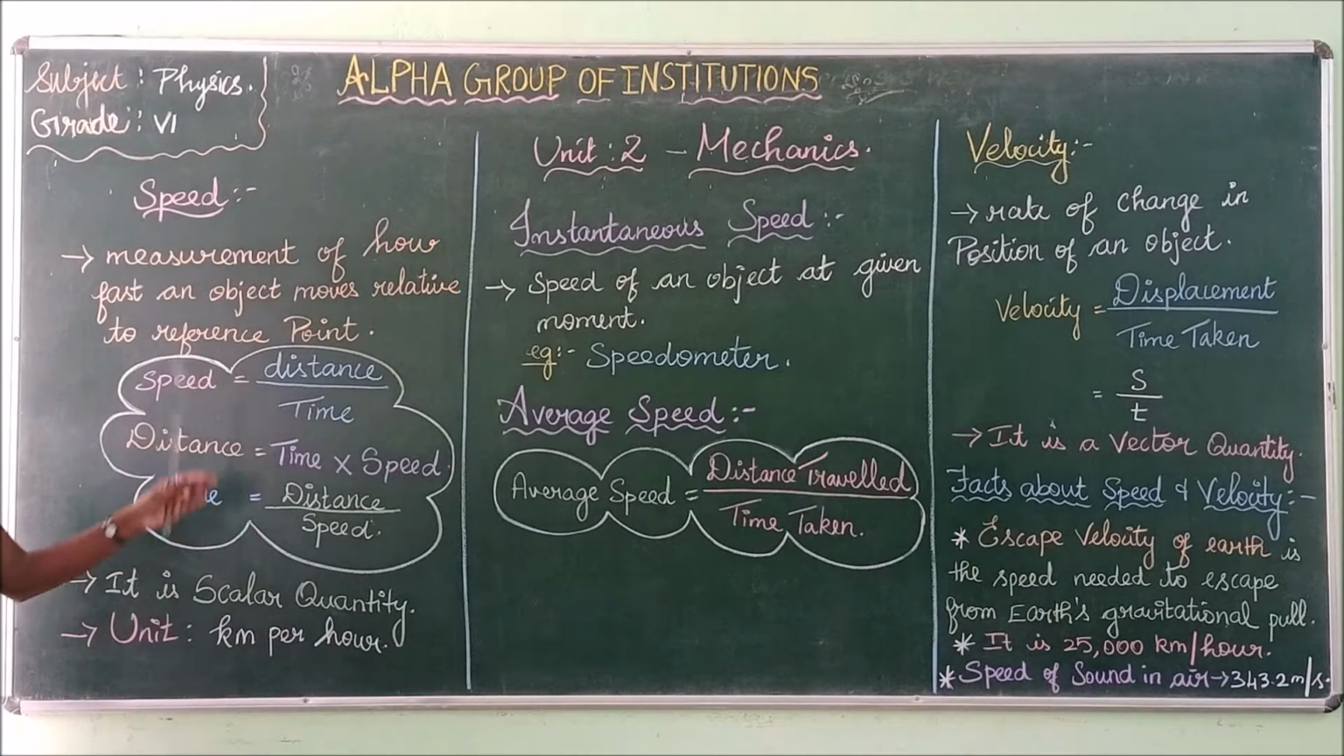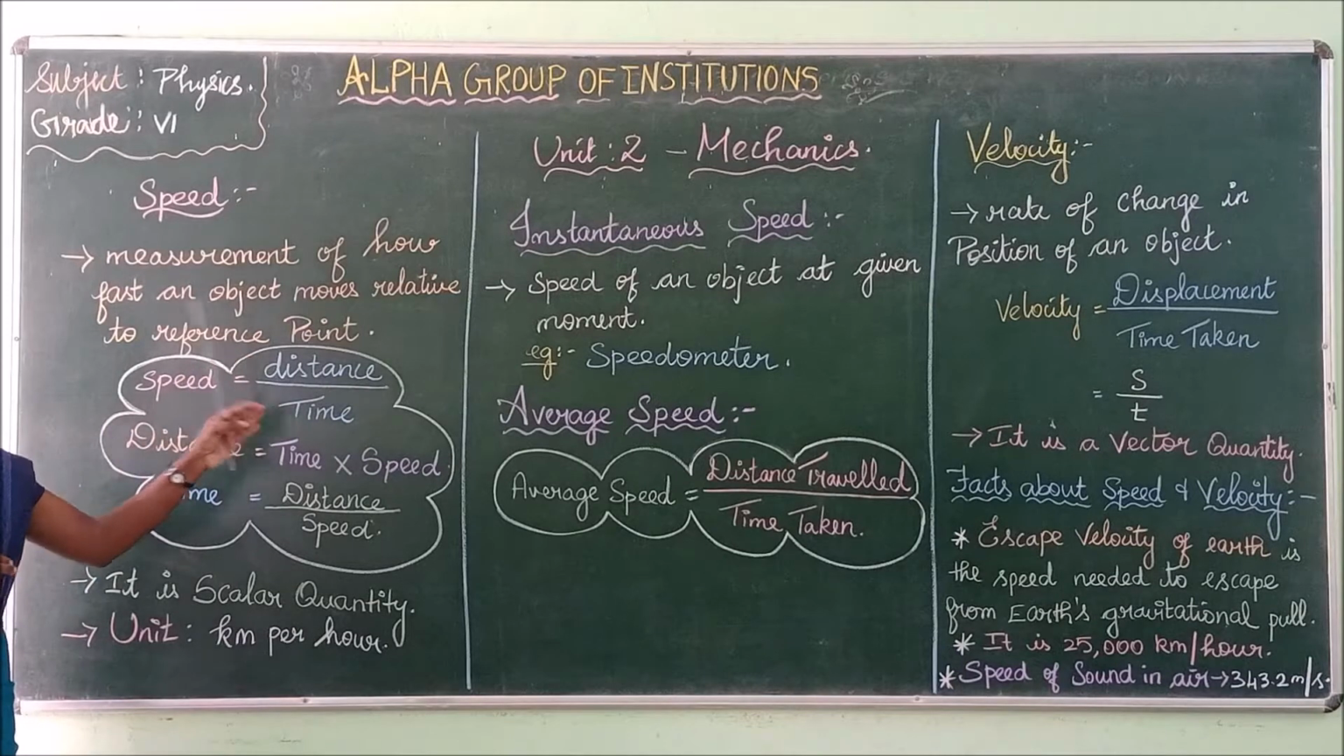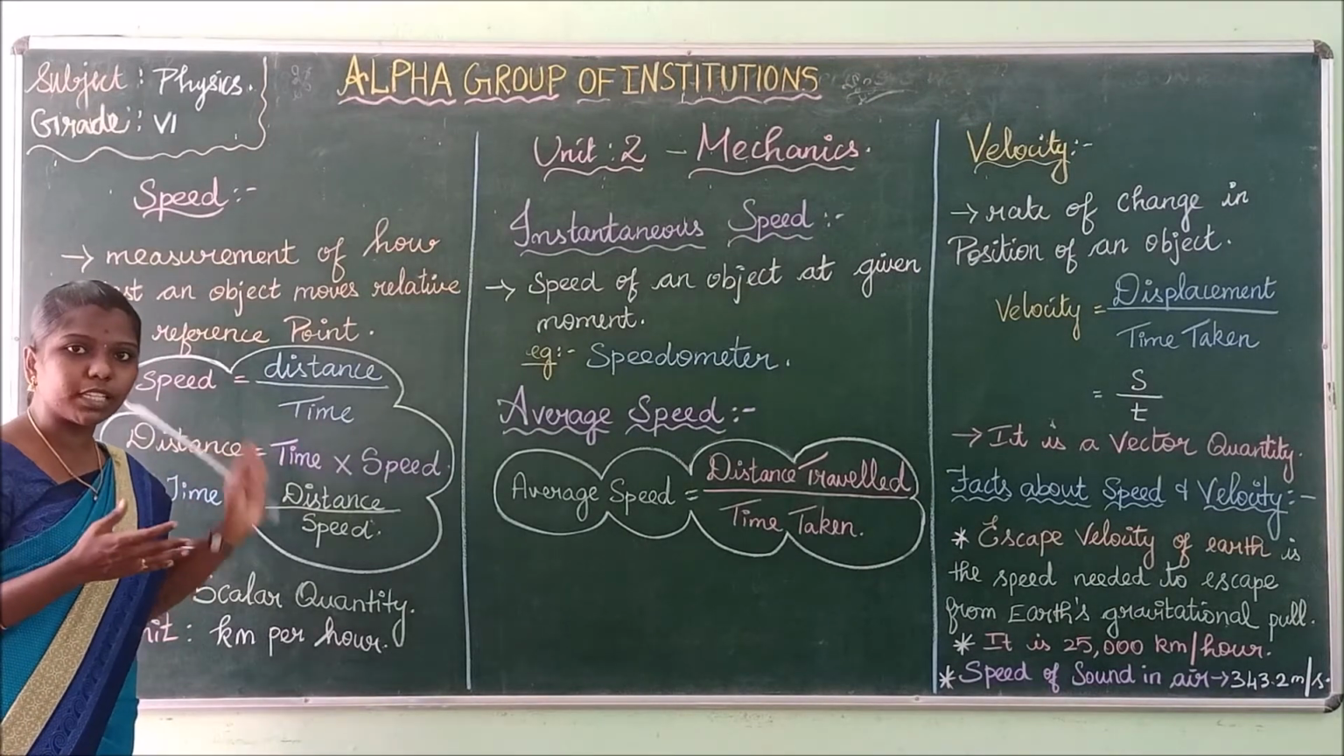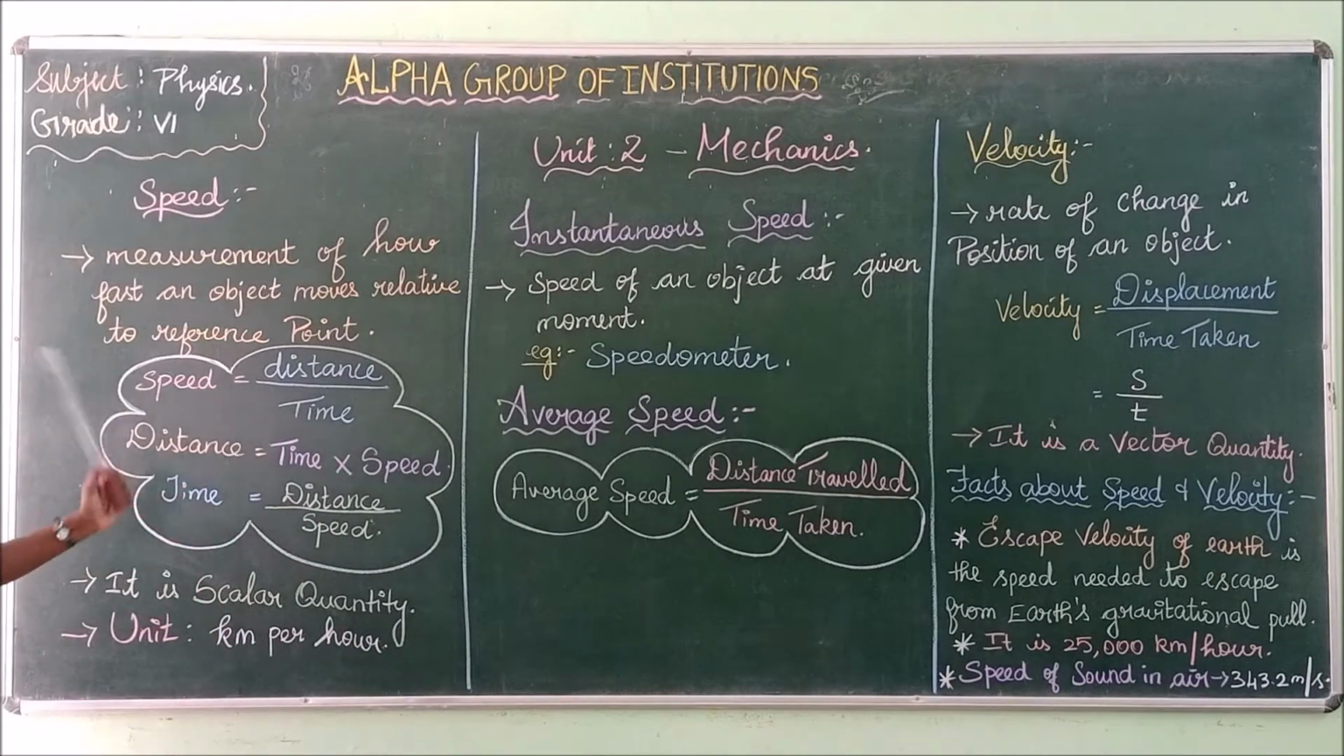From this speed formula we can calculate the formulas for distance and time. You might expect various problems based on these three formulas. They might ask you to find the distance or the time with the help of this speed formula. Speed equal to distance by time. From this, how will you calculate distance? Distance is equal to speed into time. You have to cross multiply this. Next, how will you calculate time? Time is equal to distance by speed.